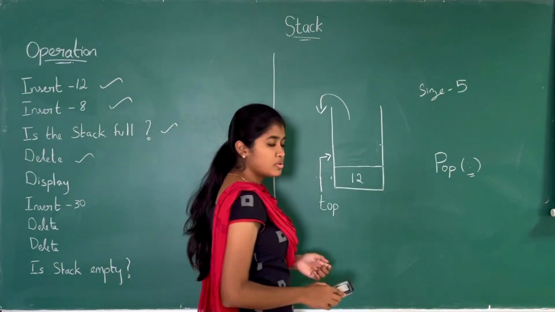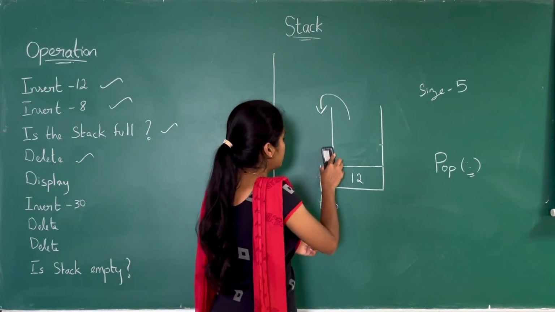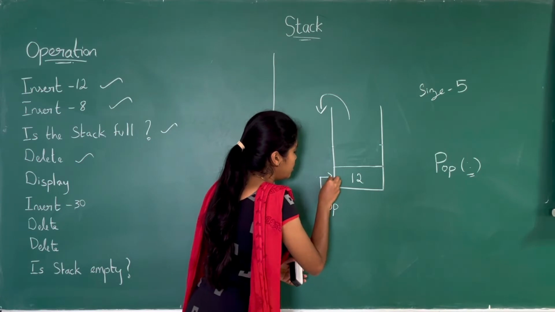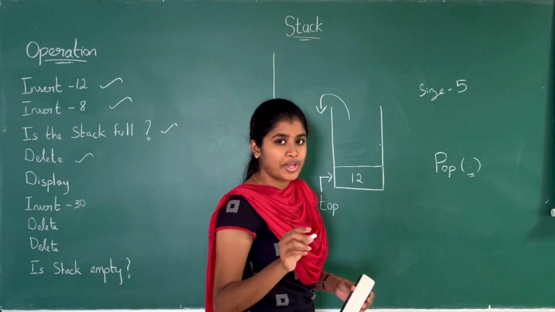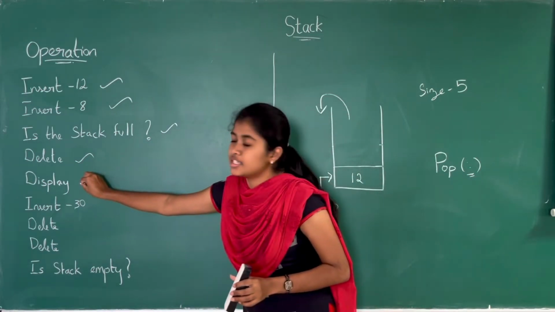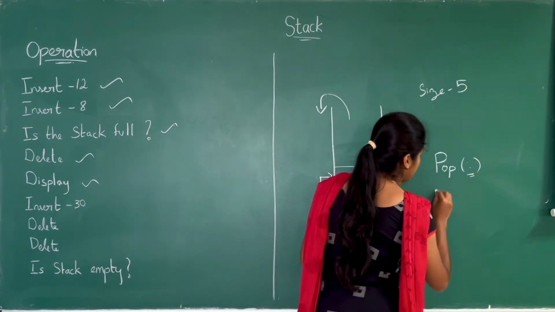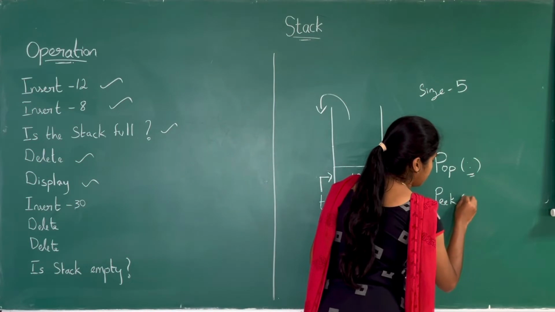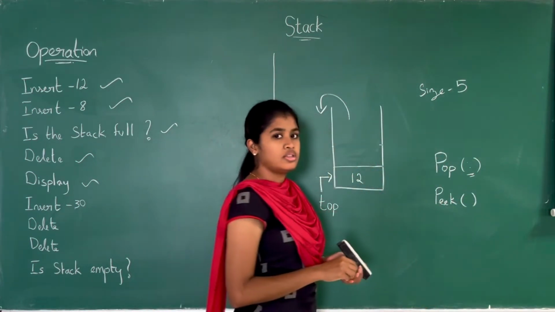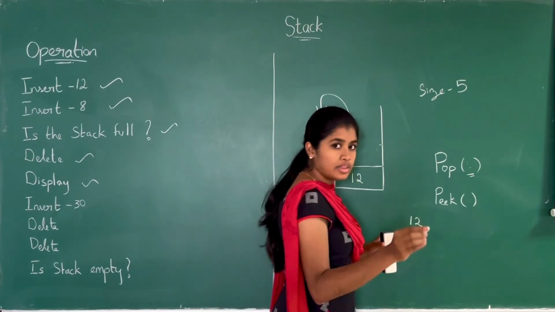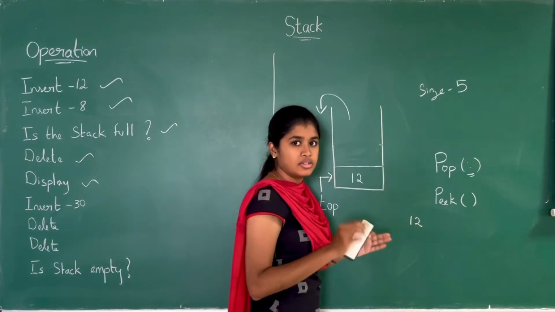Now what happens to this pointer top? Top will point to the data or the element 12. Next is display. Display operation is done using peek function. This function will display the element 12 but without popping out this element.